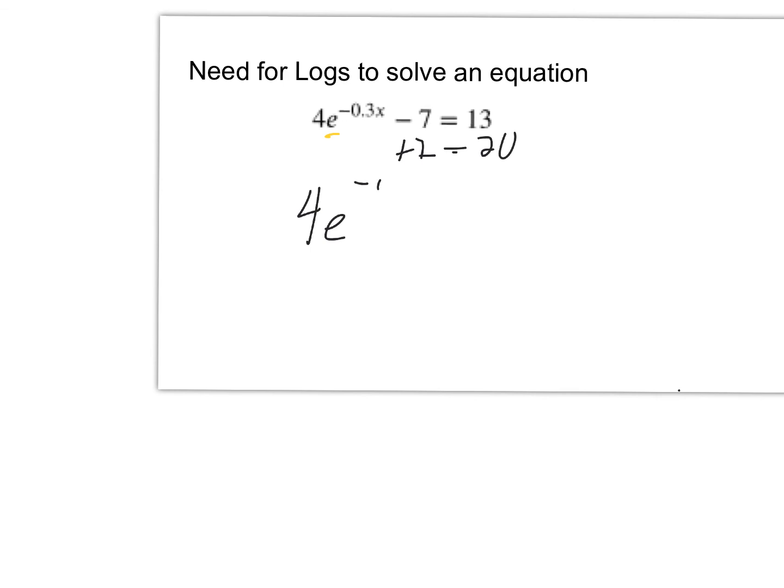4e to the negative 0.3x is equal to 20. Okay. Now we got to get rid of that 4. So I'm going to divide by 4.